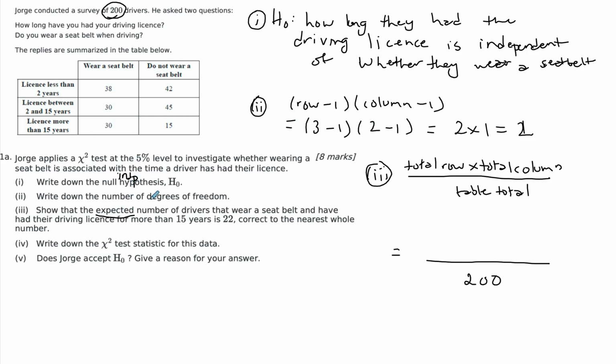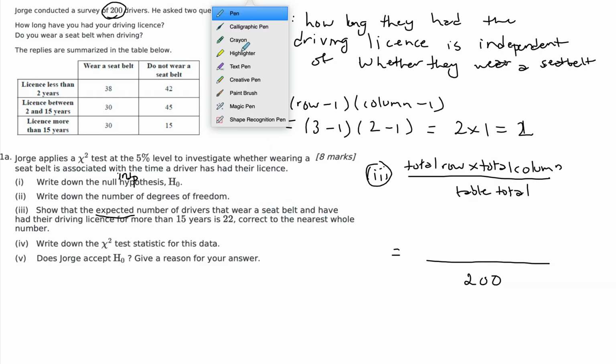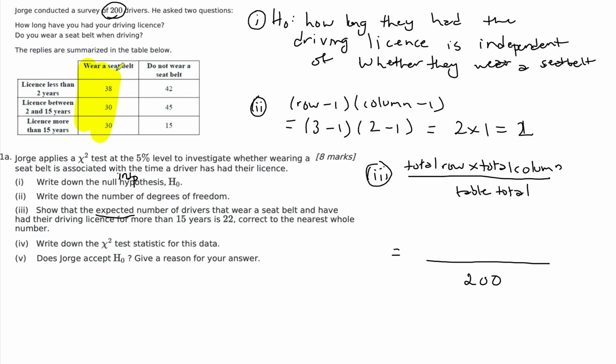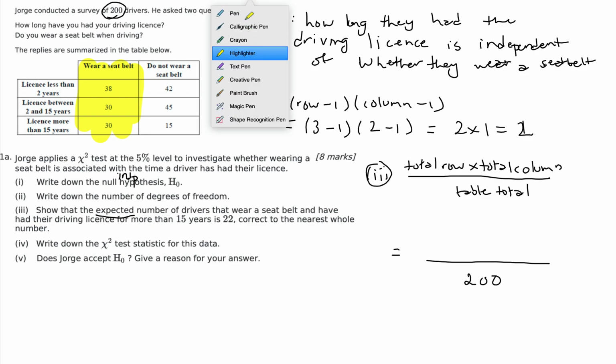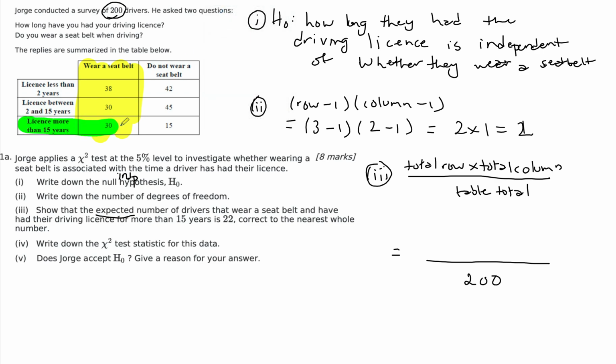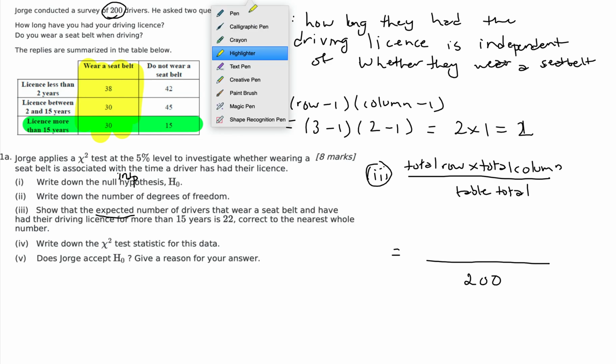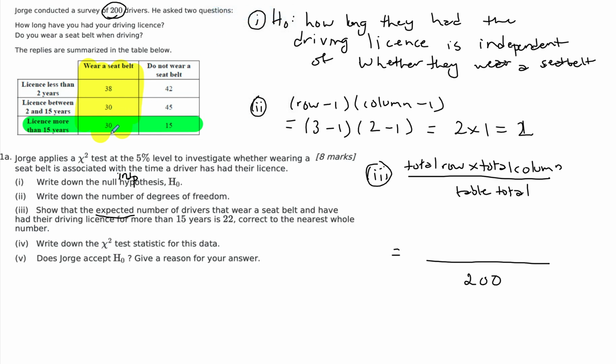Now, the question wants the expected number of drivers that wear a seatbelt and have had their license for more than 15 years. So we are looking at this column, and this row. Basically, what we want to show is that the expected number here is 22. The question is a show that, meaning that you have to arrive at the number 22. Just writing the number 22 doesn't give you any points. So what you have to do is identify the two things you're looking at and then use the formula.